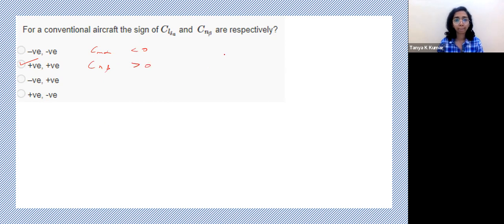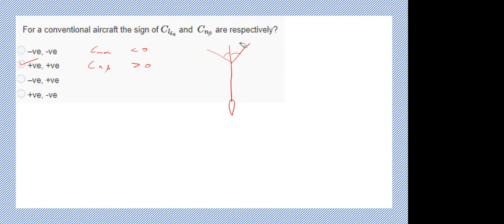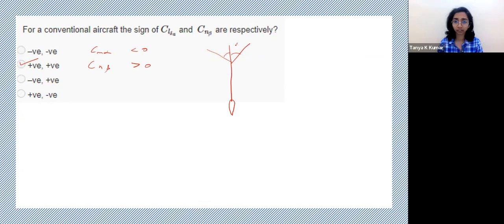Why? Let's discuss this. Suppose this is your aircraft and you have your vertical tail here. So what is a positive beta? Is this positive beta or is this positive beta? The right or the left? 1 or 2, which is positive beta? First one, exactly. First one is positive beta. So when the oncoming velocity changes in this direction, this is our convention. This is positive beta and this is negative beta.